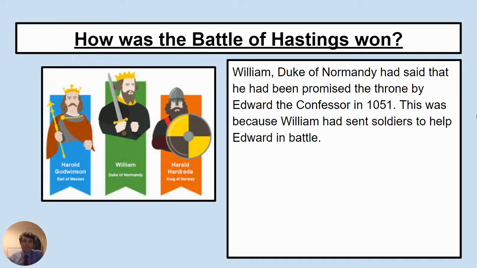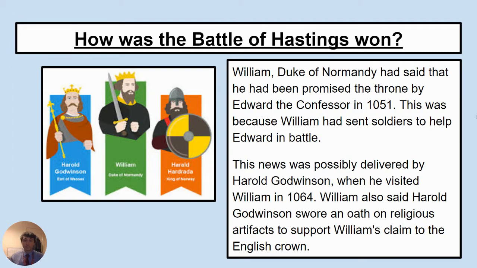We're aware of these three candidates already. Let's have a look at the backstory for William, Duke of Normandy. Now, he had been promised a throne, he said, by Edward the Confessor, the Old English king, in 1051. And this was because William had sent soldiers to help Edward in battle in the past.